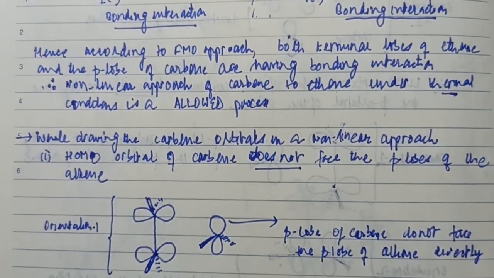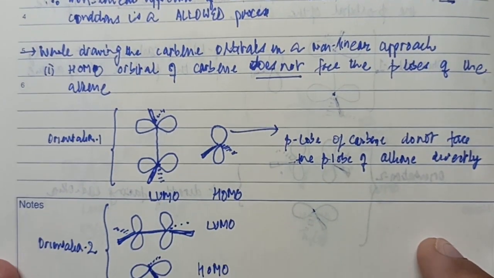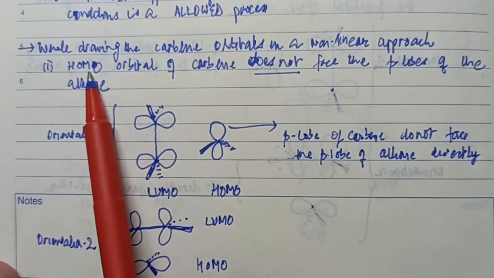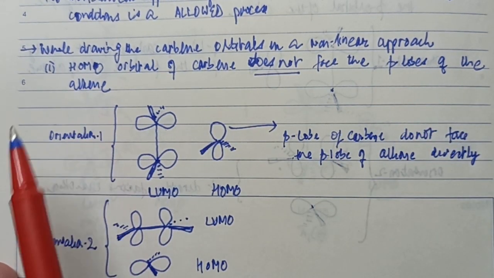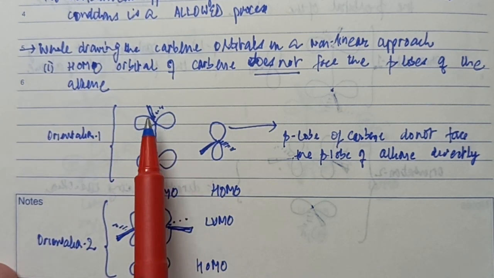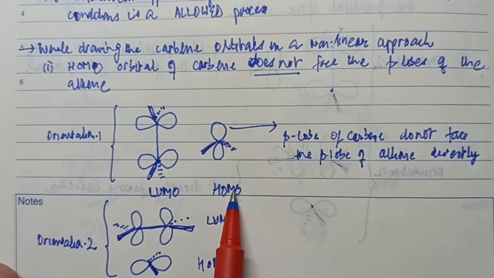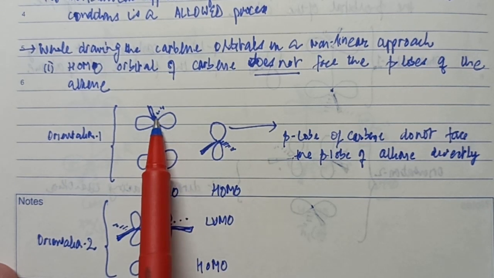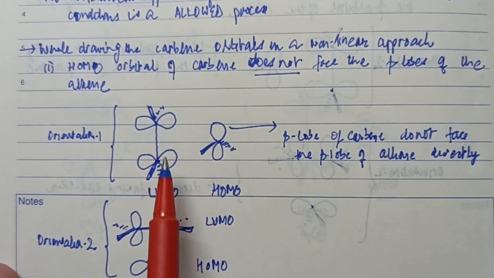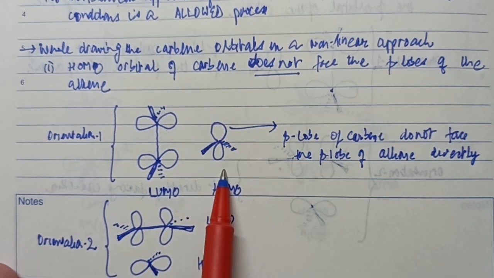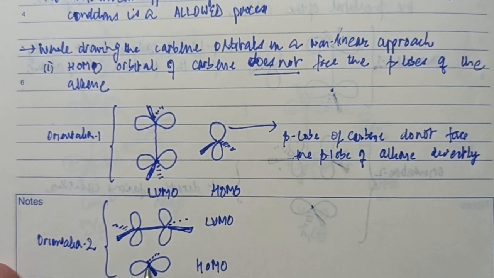Okay, one has to remember two things, that while drawing the carbene orbitals in the case of non-linear approach, HOMO is drawn in such a fashion that the HOMO orbital's p lobes do not directly face the p lobes of the alkene. So I have two orientations listed here. First orientation is alkene drawn in this fashion. See, HOMO of the carbene is drawn in such a fashion that if the p lobes are drawn in this fashion, the p lobe of the carbene is not to be shown on the side of the p lobes of the alkene, does not directly face. If alkene is drawn in this fashion, then the HOMO of the carbene has to be drawn in such a fashion that the p lobe directly does not face the p lobes of the ethene. So this is the way in which we draw the HOMO of the carbene in the case of non-linear approach.